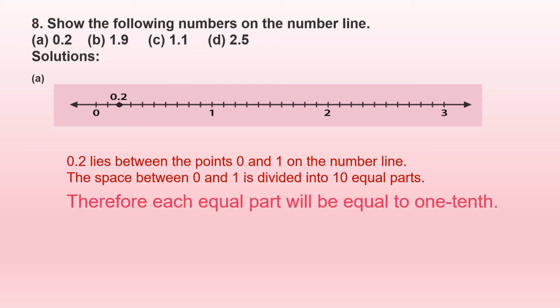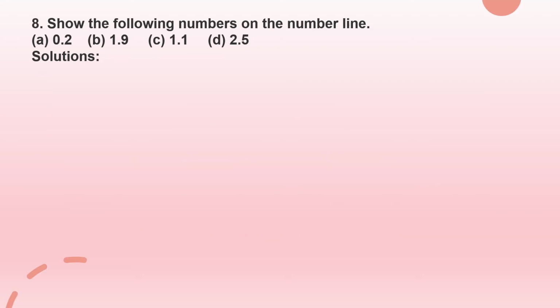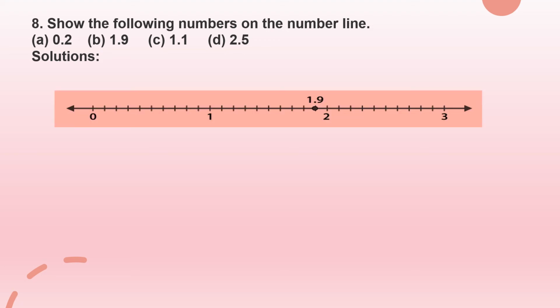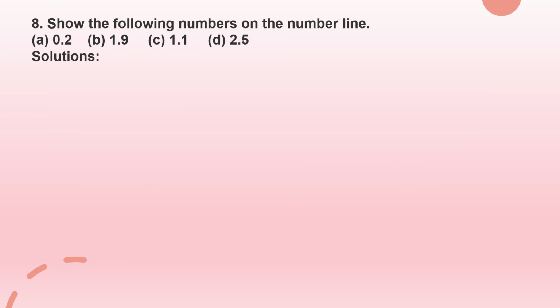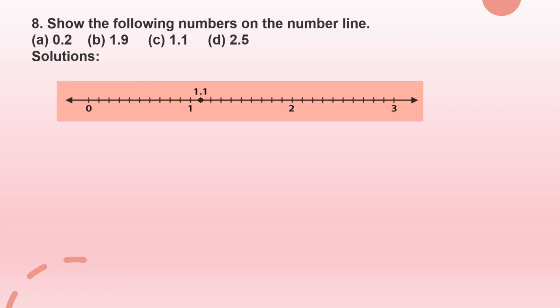So each part will be 1.9. It lies between 1 and 2. See here, 1 and 2. So after 1, 1.1, 1.2, 1.3, 1.4, 1.5, 1.6, 1.7, 1.8, then 1.9, then 2. So 1.1 lies between 1 and 2. It is next to 1.